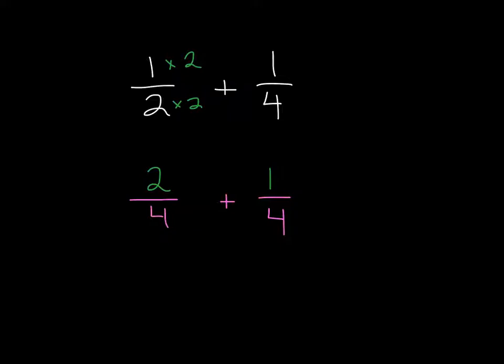Now we're ready to add the numerators. 2 plus 1 is 3. And then we keep that common denominator. So 3 over 4.